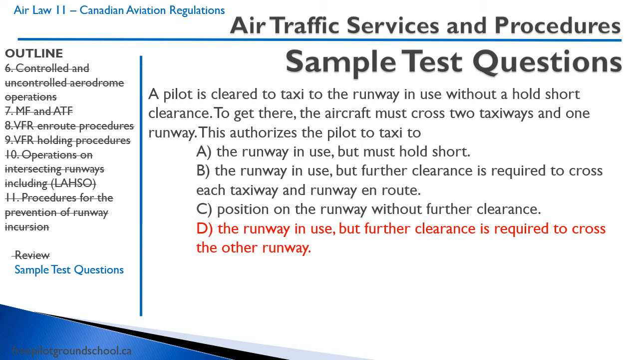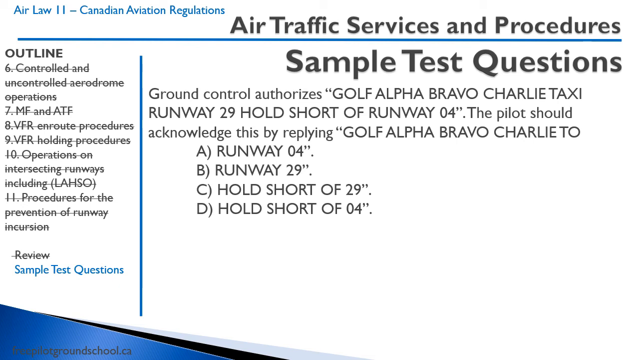You can taxi to the runway, but you need clearance in order to cross each runway. So in this case, they might say Alpha Bravo Charlie cleared runway 36, taxi Alpha, cross runway 31. That would kind of be an example that they might give you. Ground control authorizes Golf Alpha Bravo Charlie, taxi runway 29, hold short runway 04. The pilot should acknowledge this by replying Golf Alpha Bravo Charlie, hold short 04. And remember, we have to always read back hold short clearances. So hold short 04, D.